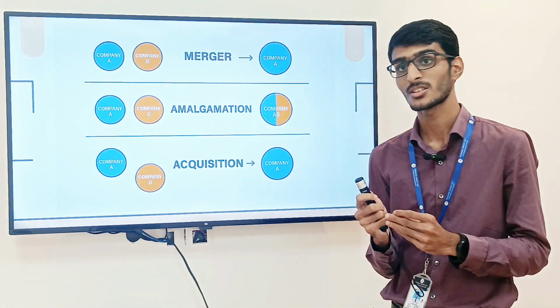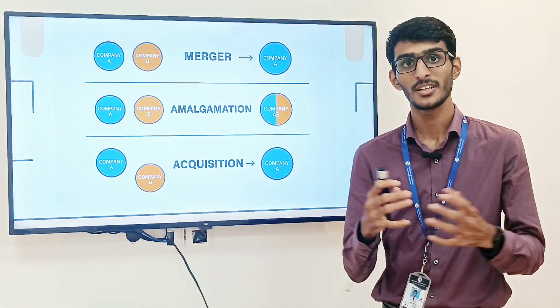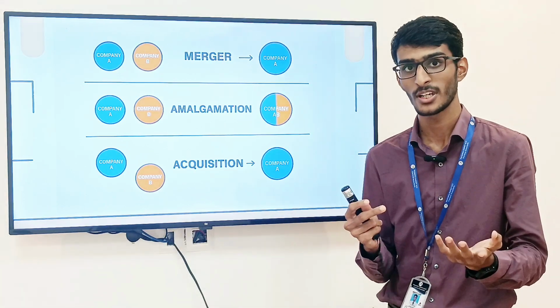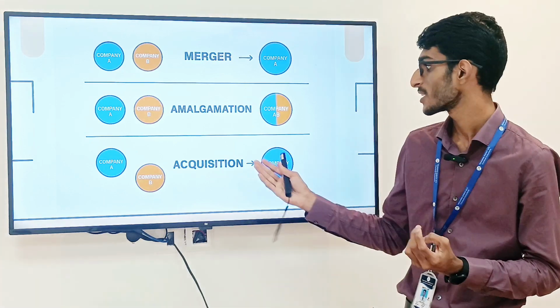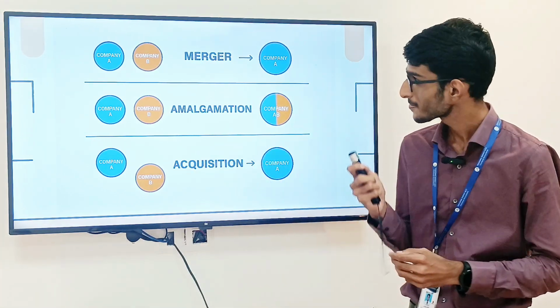When we look at an acquisition, it speaks of controlling interest, whereas a merger could be a joint interest, like 51-49 or maybe 50-50 also. But in an acquisition, the majority of the interest is always with one of the companies.